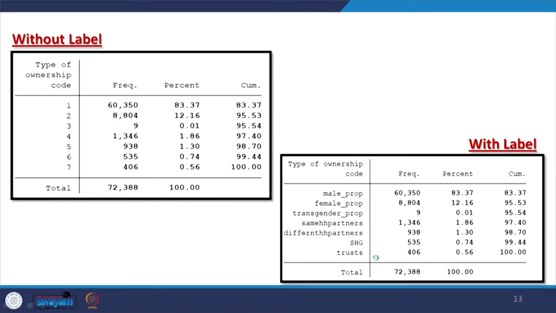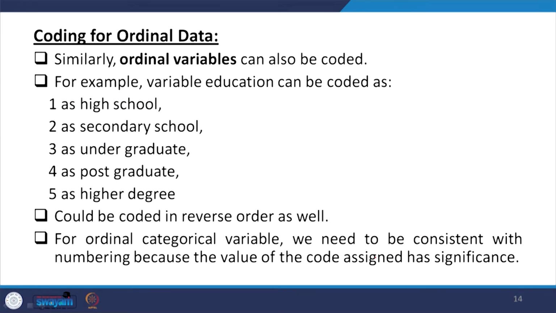Now, coming to the coding of ordinal data. Similarly, ordinal variables can also be coded the way we have coded the binary or dummy variables. For example, like the education case we discussed, 1 can be for high school, 2 can be for secondary school, and so on, up to 5 for the higher degree education achievement.